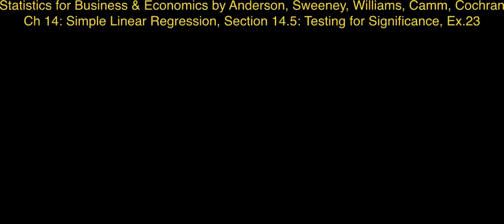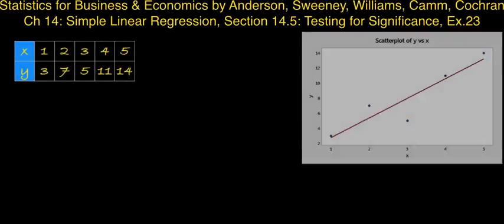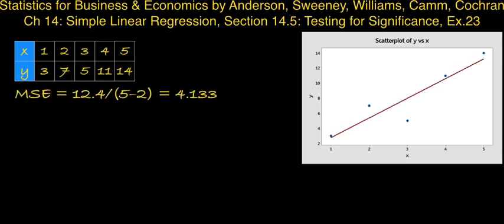The data from exercise 1 are as follows. And here's a scatter plot of the data together with a simple linear regression line. Compute the mean square error. So the mean square error using the formula in the textbook comes to 4.133.